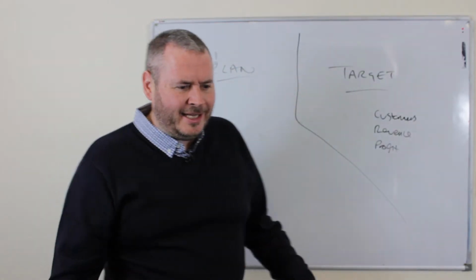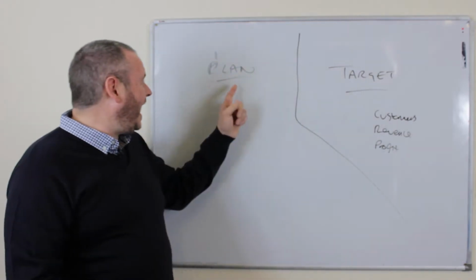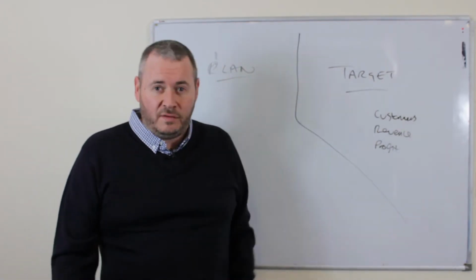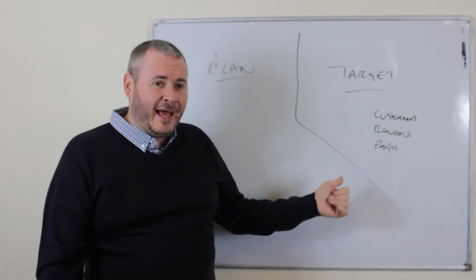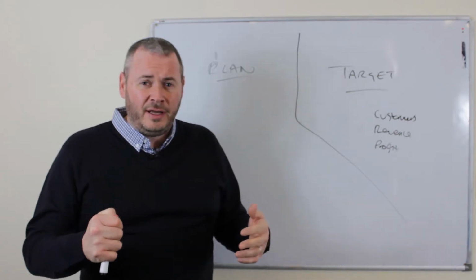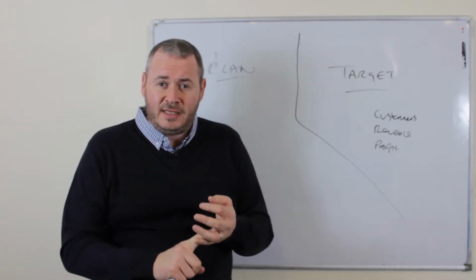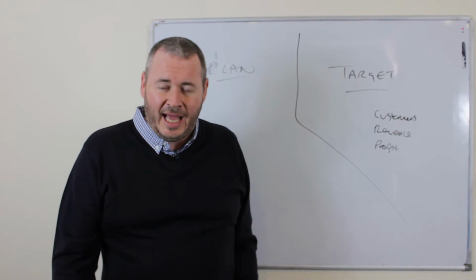And what a sales plan does is identify the actions that we've got to take in order to hit the targets that we've set. The sales plan is all about identifying how many calls or activities we've got to make, how many prospects we've got to speak to in order to make this target happen.